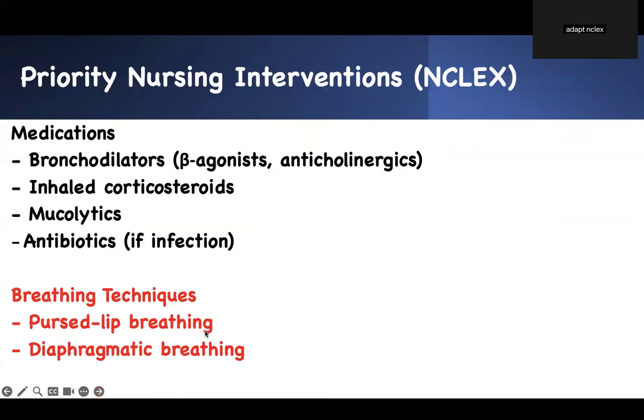Now, what do we do? Breathing technique, like I told you. Pursed-lip breathing, whistling, for what? Emphysema. Because of air trapping, you want to extend your expiration compared to the inspiration. But in bronchitis, too much what? Mucus, so you have to do huff coughing.